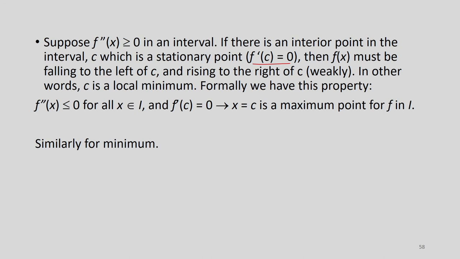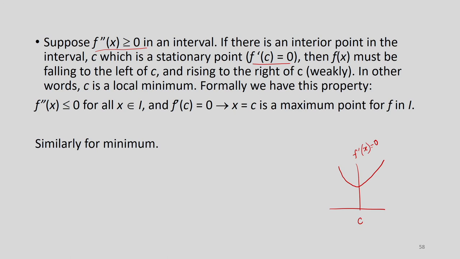So, this is something which is quite intuitive. You have a convex function because the second derivative is positive, and at some point c, suppose f dashed of c is equal to 0. Then what does it mean? It means that here f dashed of c has become 0, but f double dashed of x is always positive. So, the second derivative is positive, that means the function will have a shape like this. It is falling to the left of c and rising to the right of c.